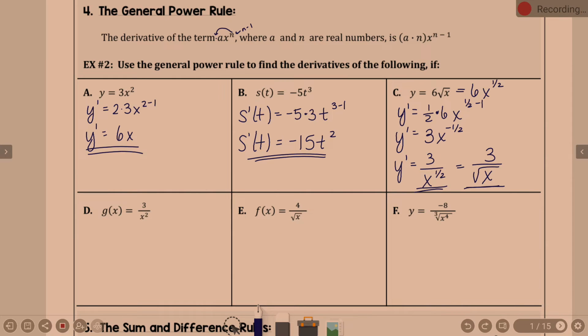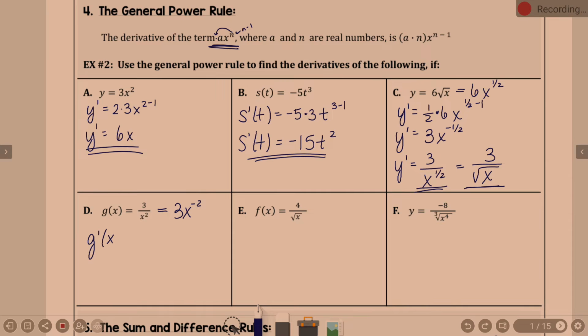Okay, D, what do you need to do before we get started? Pull it out. But, no. Yeah. This is our general power rule. It has to be in the form of a times x to some power. So this is rewritten as what? 3x to the negative second? Are we good with that? And then do your derivative.